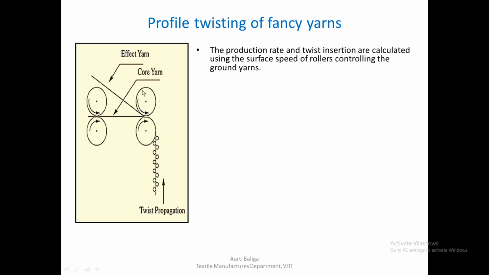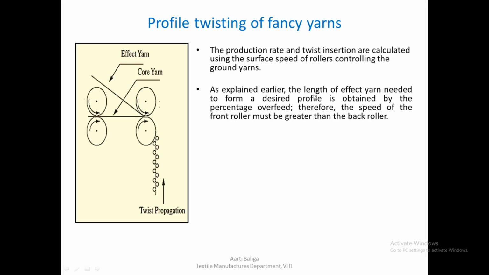Also, the twist insertion is going to be calculated considering the surface speed of the back roller, because it is controlling the ground yarns. As explained earlier, the length of effect yarn needed to form a desired profile is obtained by the percentage overfeed. Therefore, the speed of the front roller must be greater than the back roller here.